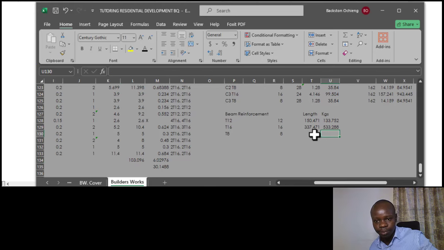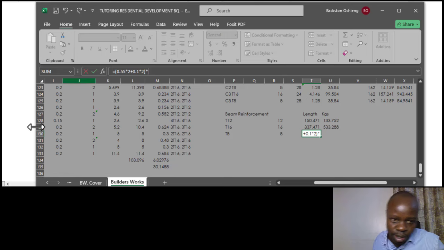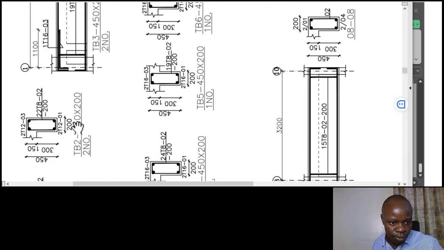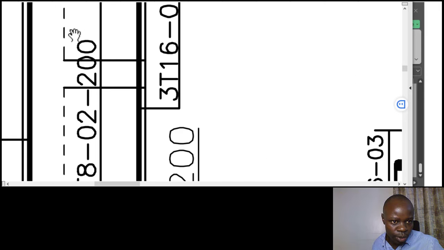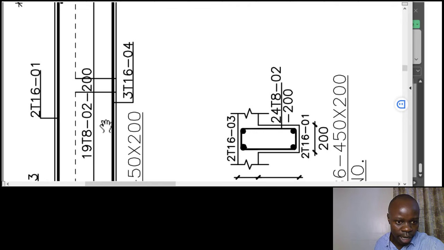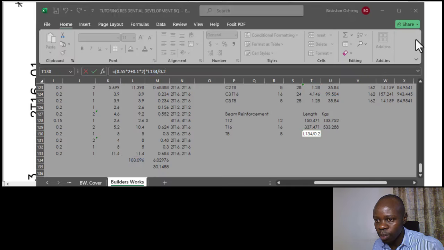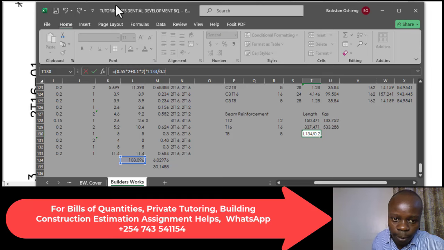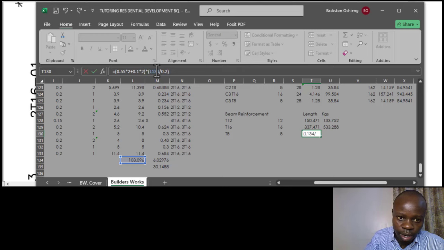Once you have that, I want to multiply this, the total length of the beams, divided by 0.2. 0.2 is the interval of the links. You can see this is 1902-200, so the last 200 is for the interval of the reinforcement that we have, the links. This is going to give us what we call the number of the links.